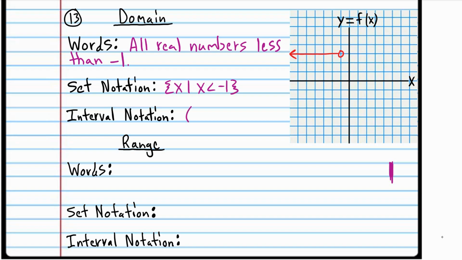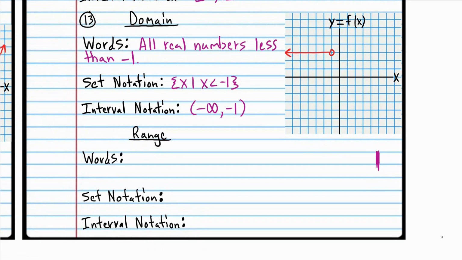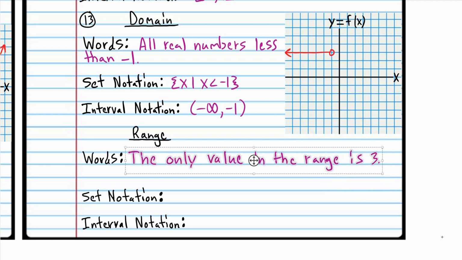And in interval notation, we say negative infinity, comma, negative 1, and a parenthesis because it's an open dot. Now notice that all the points on that graph have the same y value. The only value in the range is 3, because all these points have y values of 3, and 3 only.